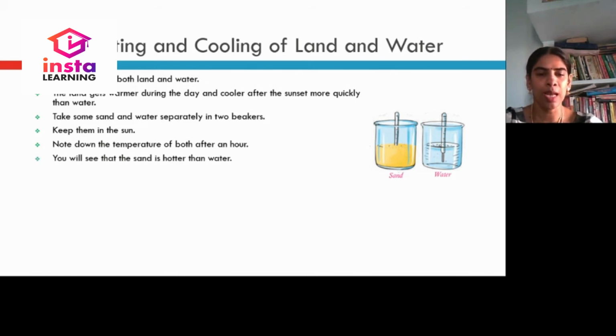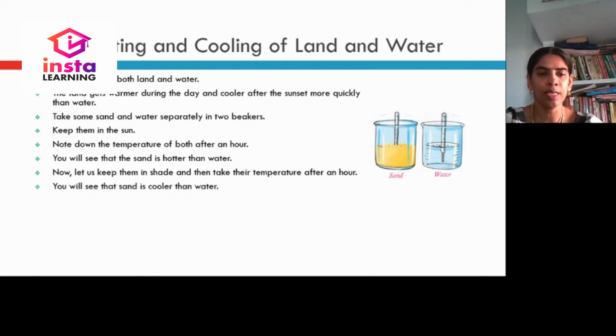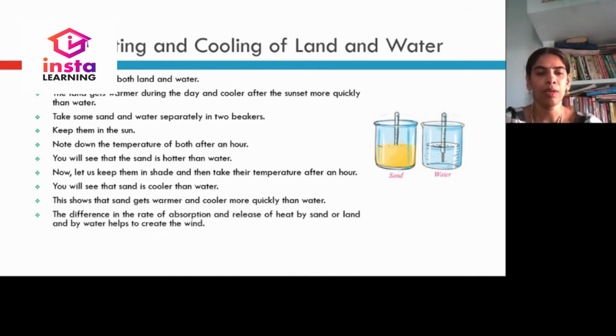You will see that the sand is hotter than water. Now keep them in shade and take the temperature after an hour. You will see that sand gets cooler than water. This shows that sand gets warmer and cooler more quickly than water. The difference in the rate of absorption and release of heat by the sand or land and by the water helps them to create the wind. It plays an important part in changing the weather.